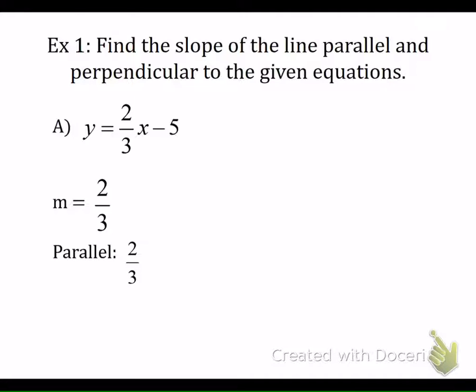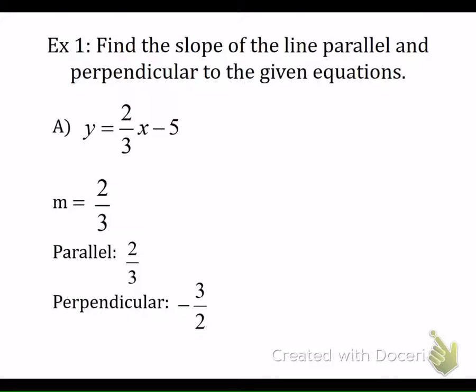Perpendicular is the one where you actually have to do a little extra work. You have to flip it and change the sign. So instead of 2/3, now it's 3/2, and it was positive, so you have to make it negative. So negative 3/2 would be the perpendicular slope. Questions?